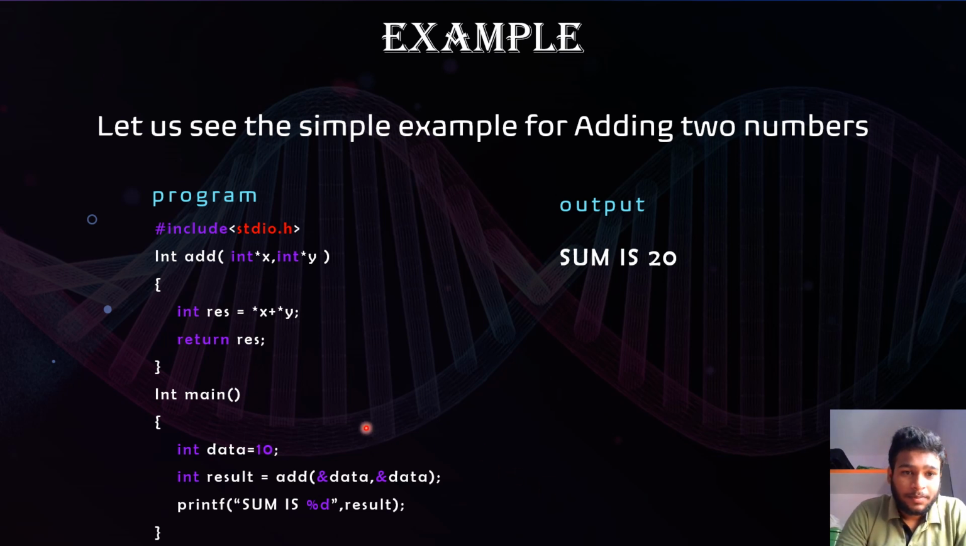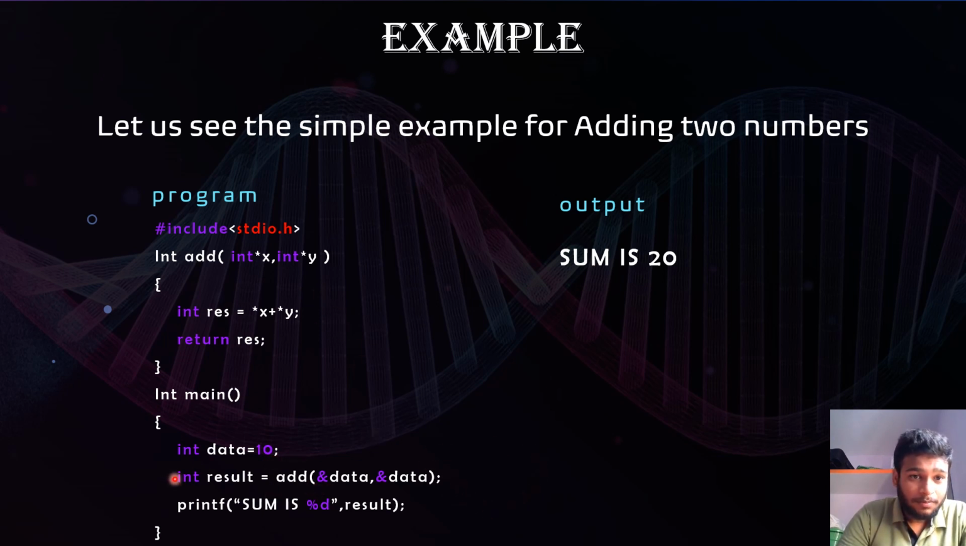Now let us see the same example which I have taken previously, now using pointer aliasing. The same function has been added here: add, passing two parameters of data type integer, x and y. Adding both x and y, the result will be stored in res, and it will return res. In the main method, we assign only a single variable and its value. Here, when we call the function, we are passing the address of the data for both the parameters x and y.